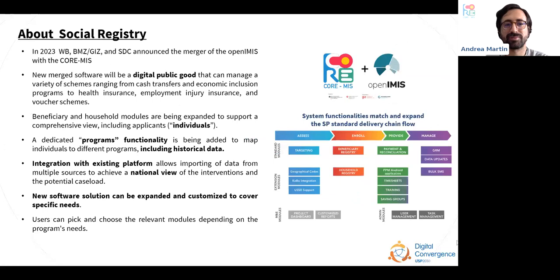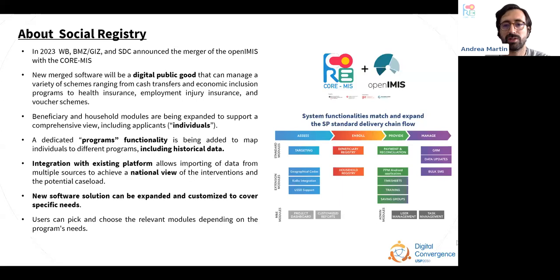So in 2023, the World Bank, BMZ and GIZ, as well as STC, announced the merger of the OpenIMIS with the Core MIS. The new merged software will be a digital public good that can manage a variety of schemes, ranging from cash transfer and economic inclusion programs to health insurance, employment injury insurance, and voucher schemes. As we can see on the right side of the screen, the system functionality matches and expands the standard SP delivery chain flow. The architecture is fully modular, allowing users to pick and choose the modules that are most relevant for them. They can include targeting, beneficiary registry, household registry, payment, and so on.